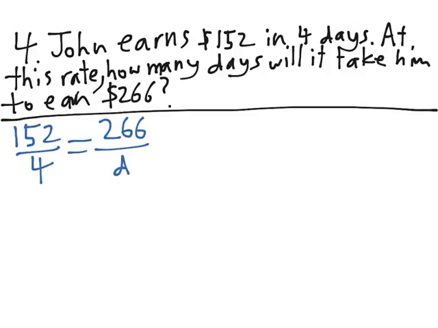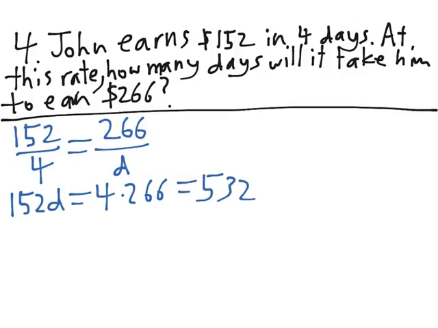Let's call that d. Now we have an equation we can solve. So first we want to cross multiply. On the left side we'll get 152d, and on the right side we'll have 4 times 266, which equals 532. I'm sorry, it's actually 1064. 532 was 2 times 266.